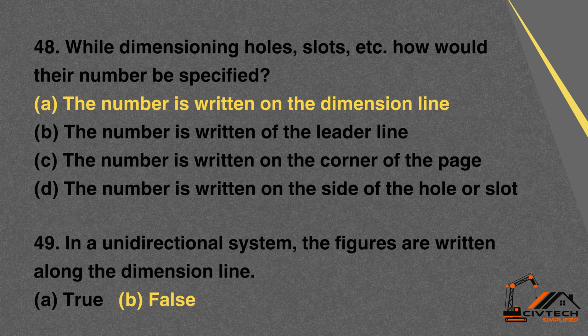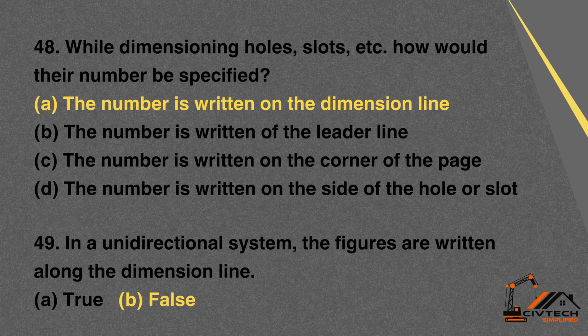48. While dimensioning holes, slots, etc., how would their number be specified? A. The number is written on the dimension line. B. The number is written on the leader line. C. The number is written on the corner of the page. D. The number is written on the side of the hole or slot. Correct option, A. The number is written on the dimension line.